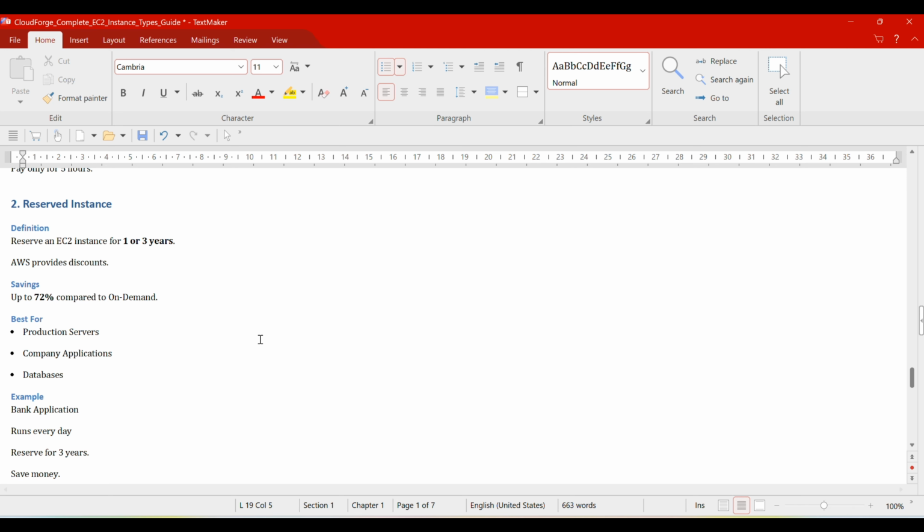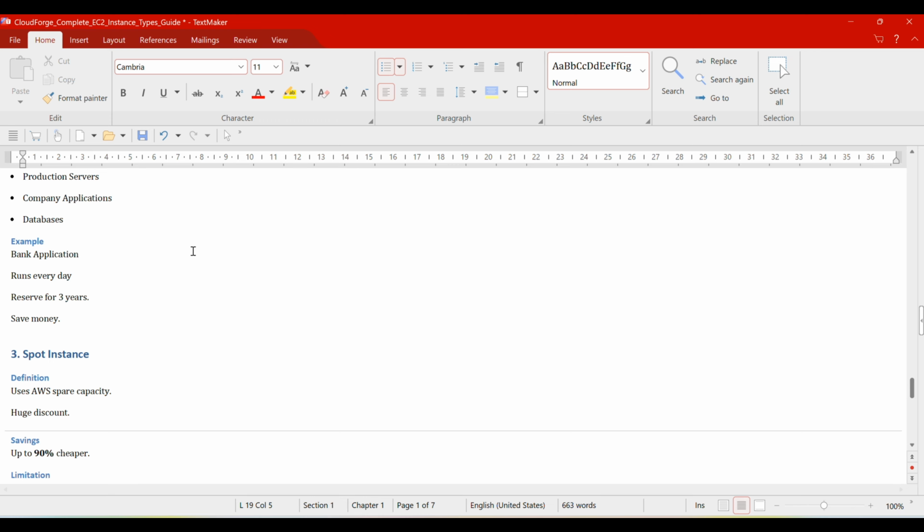The second thing is reserved instances. Amazon provides discounts here if you reserve an EC2 instance for 1 year or 3 years. These are the only two options, either 1 year or 3 years. For a particular instance, you use it for a particular purpose only. For example, for database usage, I reserve this instance for 1 year or 3 years, and then Amazon will provide the discounts. Another example is banking applications, which run every day, so you can reserve your application for 3 years.